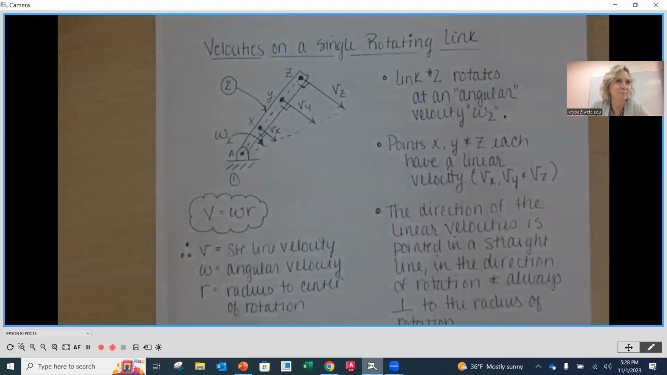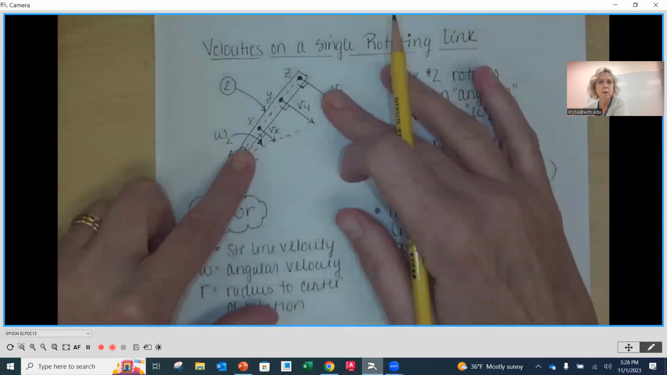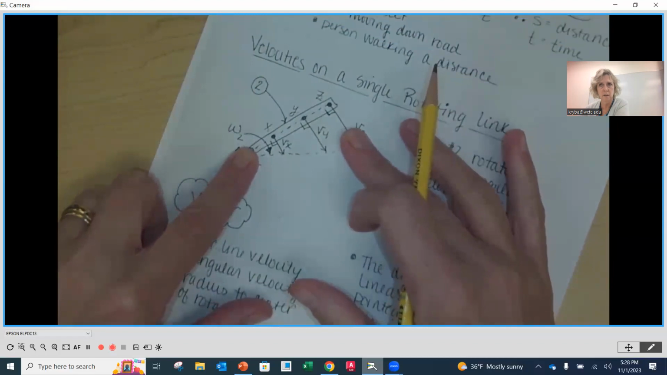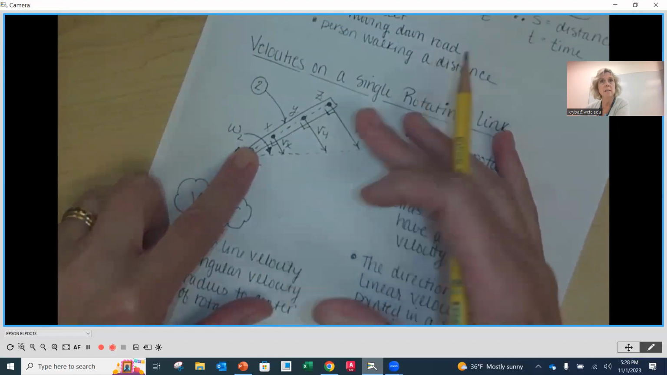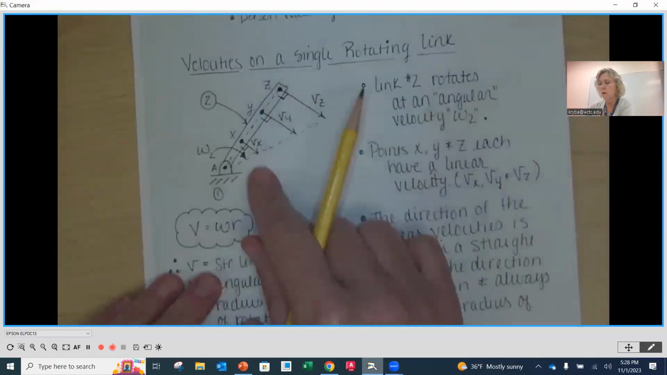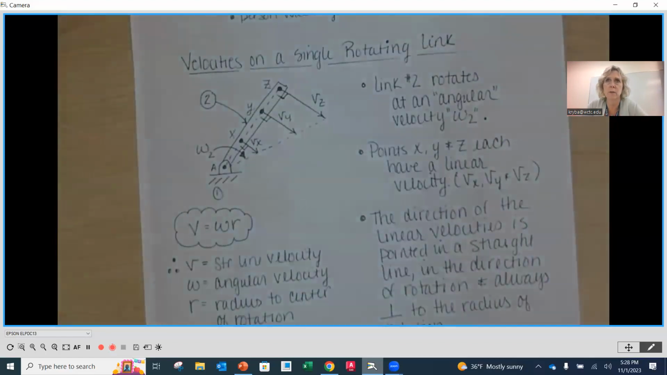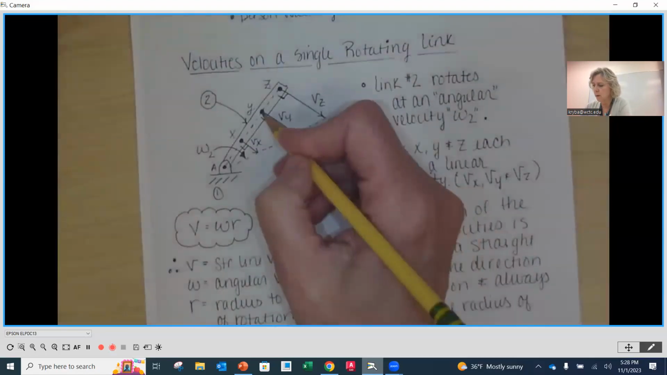Questions so far? Okay. Now, direction. Direction is really important. The direction of each one of these vectors is going to, number one, be pointing in the direction of rotation. So for instance, if I look at z here and I put my finger at A, notice that when I pull in the direction of that linear velocity component, it's going to rotate in that same direction that the entire link is, okay? So if I'm going, in this case, clockwise, then each one of these velocities is going to point down and to the right.